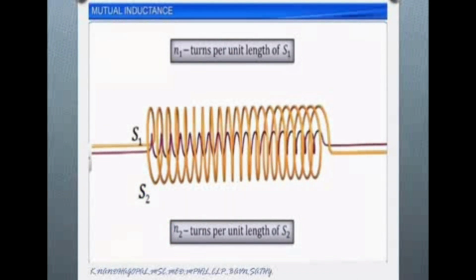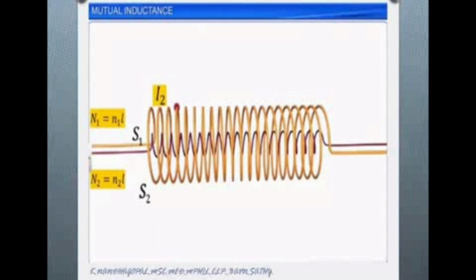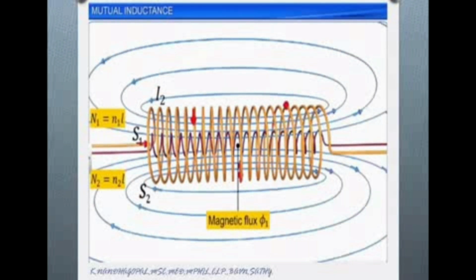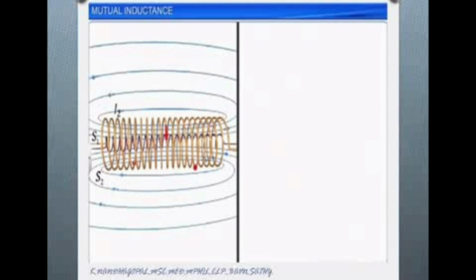Now you can consider the current flowing through any one coil. So the number of turns in the first coil is N1 L1, and N2 L2. Now current flows through the first coil S1. So what will happen? Magnetic induction is produced. Magnetic field B is produced on the axis of the coil. Inside that axis we are placing the second coil. So magnetic flux phi 1 is produced on the coil which is placed inside the coil S1.